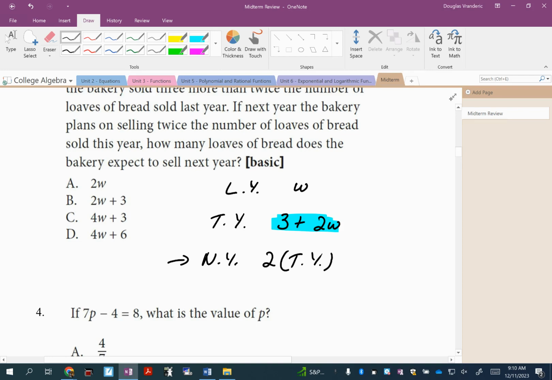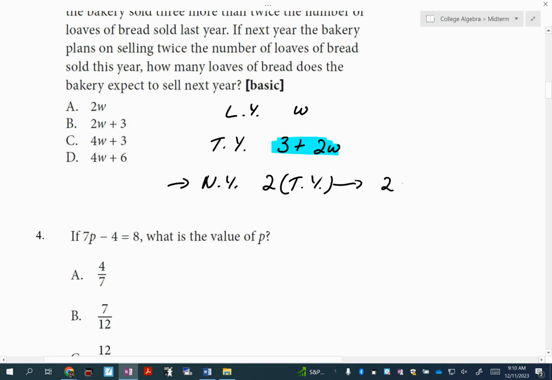So if I multiply 2 times the expression that we used for this year, we'll get our answer. 2 times 3 is going to be 6. 2 times 2W is 4W. So I'm looking for 6 plus 4W, which is going to be D. Now they just changed the order, but it's the same thing, 6 plus 4W.